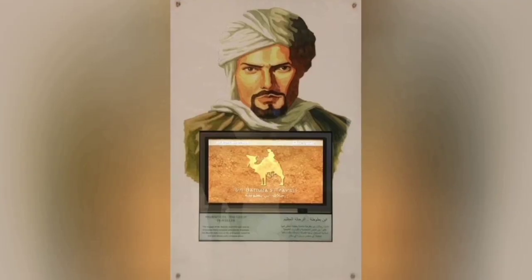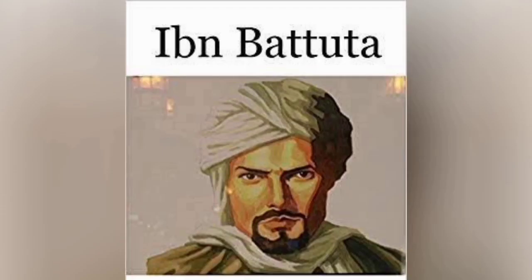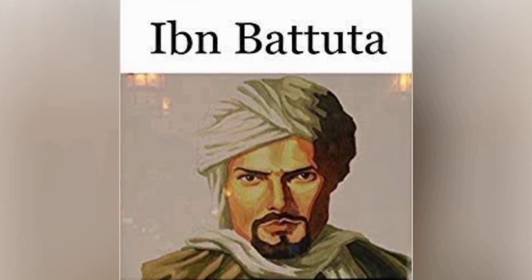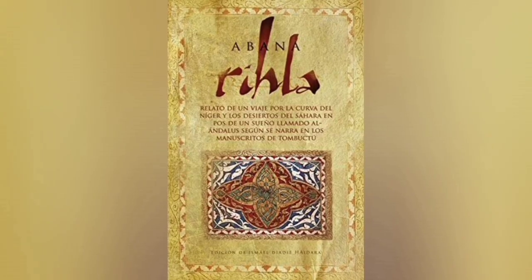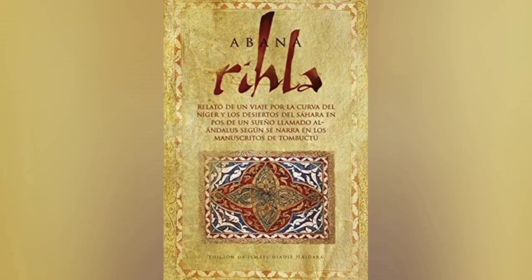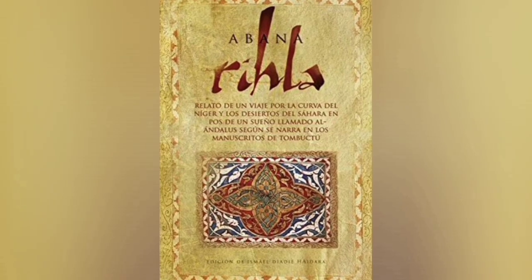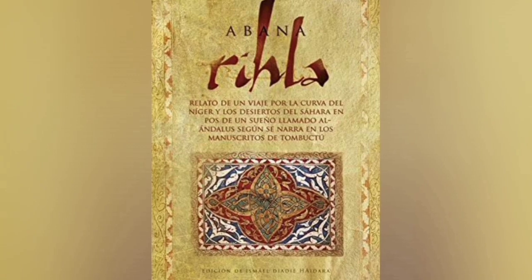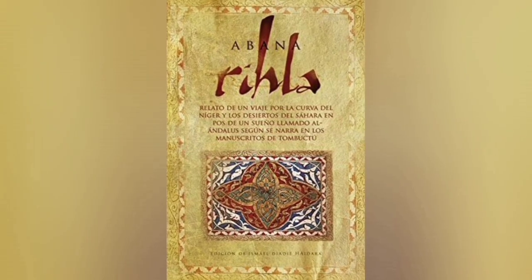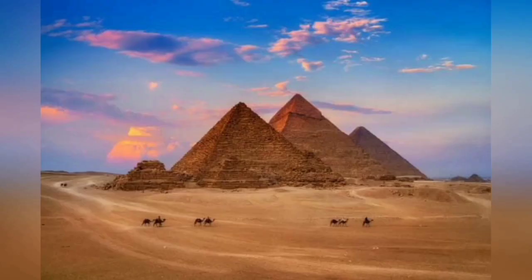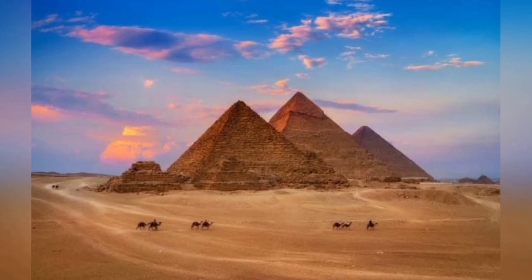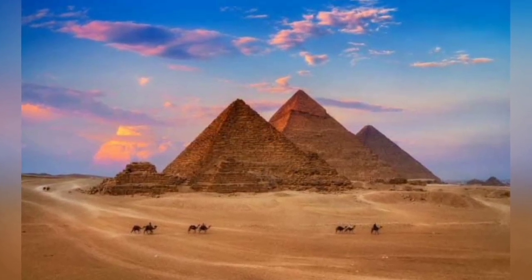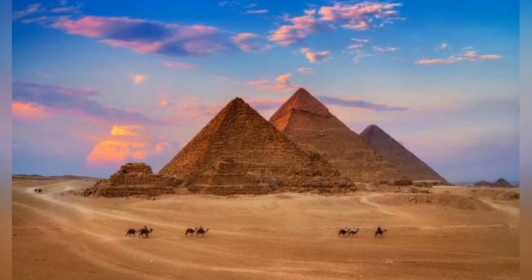And next is Ibn Battuta. Ibn Battuta is an Arab-born Moroccan scholar. He wrote a travelogue called Rihla. Rihla means the travels. It contains rich details about the people and the countries he visited. According to Ibn Battuta, Egypt was a rich country because all the Indian trade with the West passed through Egypt.